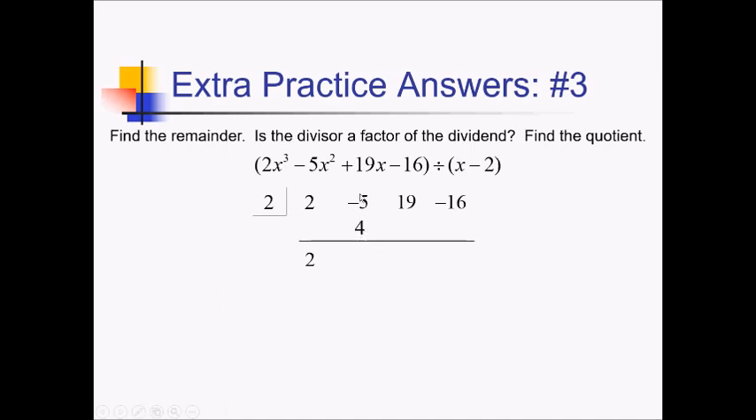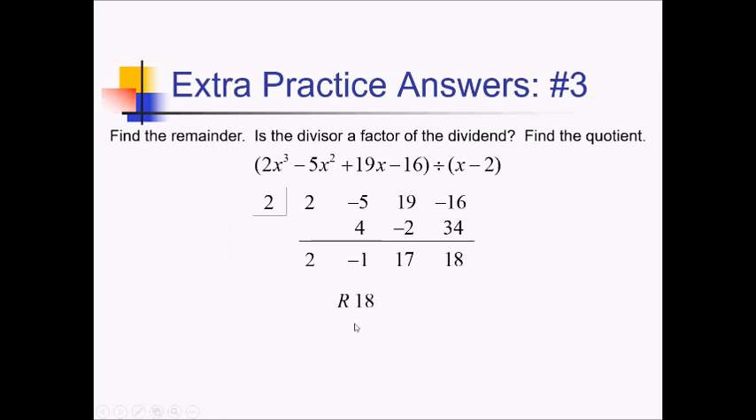And now I add these top 2 rows to get the rest of the bottom row numbers. So negative 5 plus 4 is giving us negative 1. 2 times negative 1, that gives us negative 2 up here. 19 plus negative 2 is 17. 2 times 17 is 34. And negative 16 plus 34, that's going to be 18. This last number here is our remainder of 18.